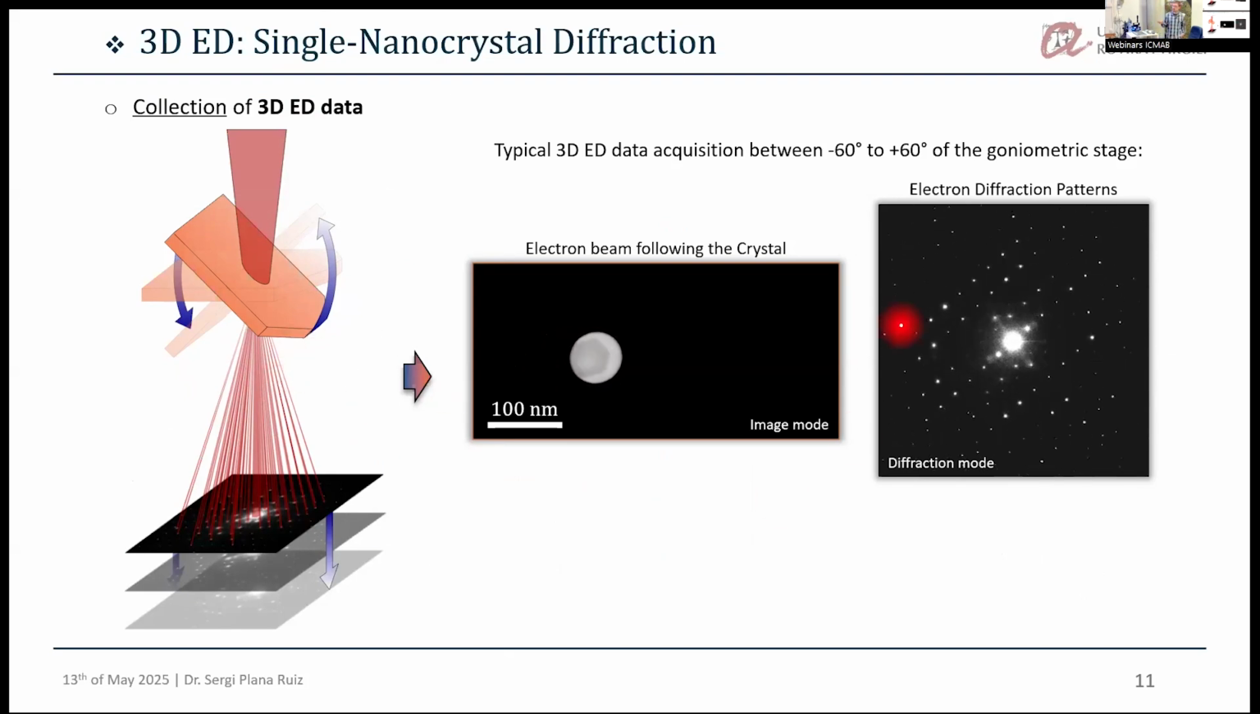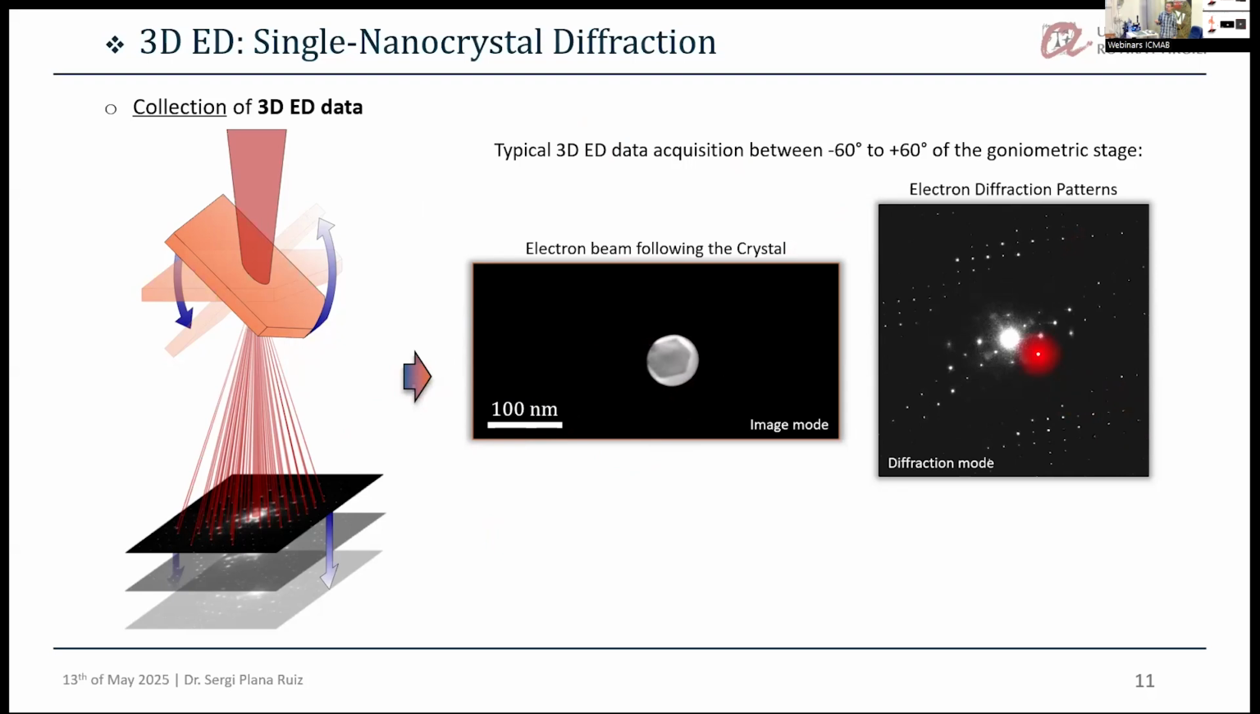So what we would see in a TEM is this image in which we have our crystal, and we want to put the beam into the crystal every time. And for every tilt, we collect a diffraction pattern. So this is how the raw 3D data from this kind of experiment would look.